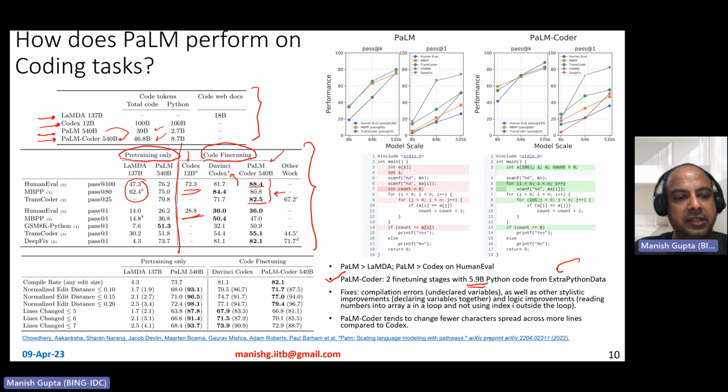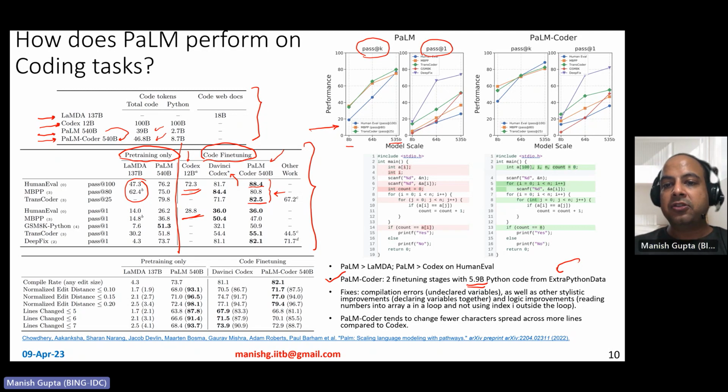Those are some of the observations there. Now, if you look at the model scale, clearly if you increase from 8 billion to 535 billion or 540 billion, you observe that PaLM performs better at both pass@k and pass@1 metrics. The pass@k metric is used for code generation evaluation. It means if I use the model to generate k different samples of code, and at least one of them passes, that is, it does what it is supposed to do, then you say that the model has a win.